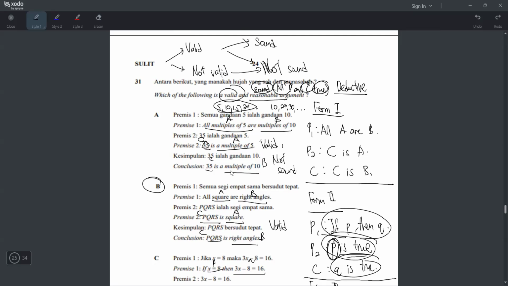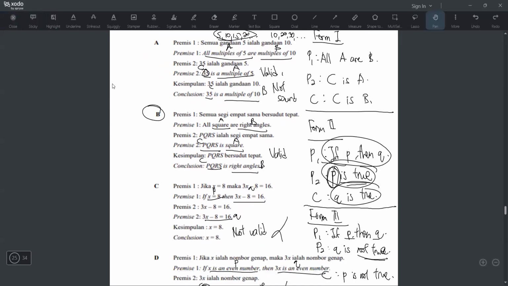35 is multiple of 10. Eh, no lah. 35 is not multiple of 10, right? So it's not sound because premise 1 and the conclusion is not true. Okay, so the answer is B.